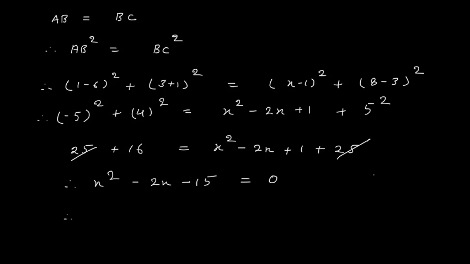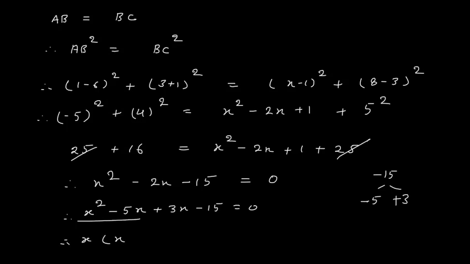So this minus 15 I will divide into two parts, 5 and 3, minus 5 and plus 3. So this is x square minus 5x plus 3x minus 15 is 0. Now here I will take x common, so it is x minus 5, plus here I will take 3 common, it is x minus 5. This is equal to 0.